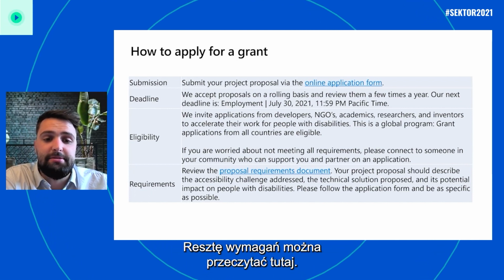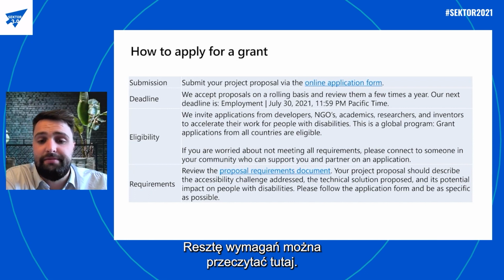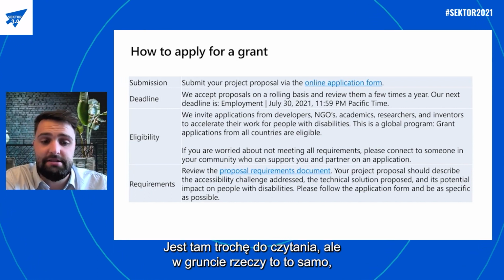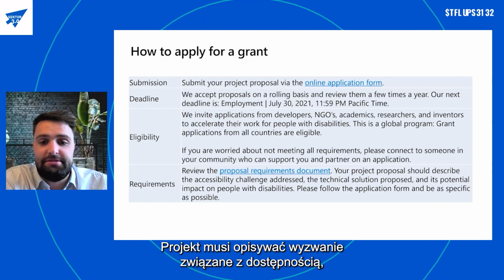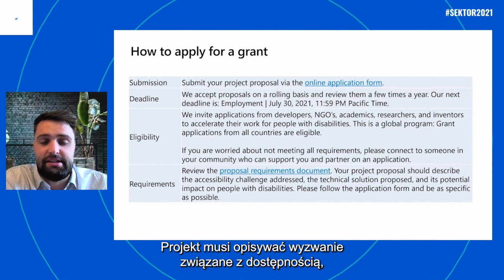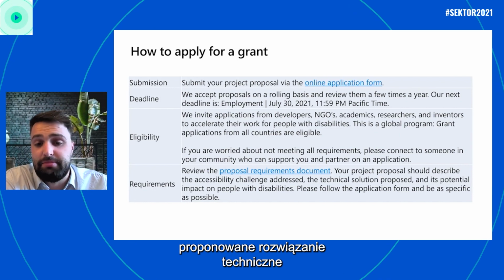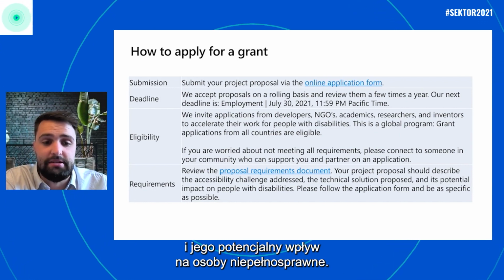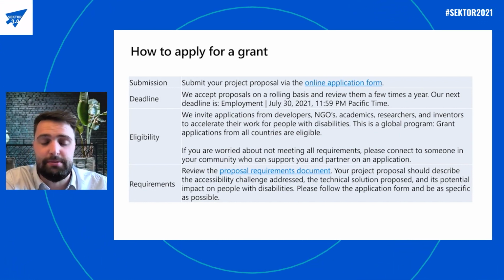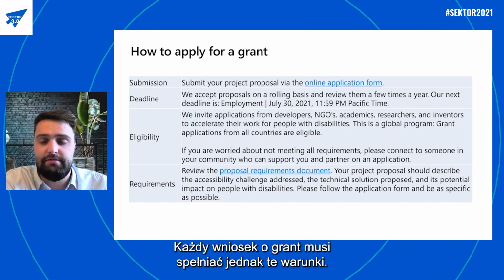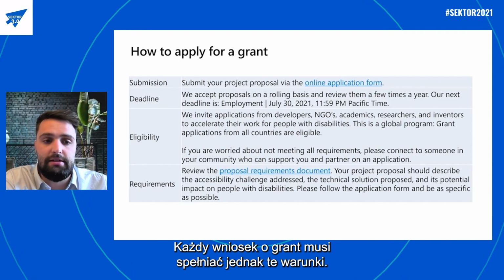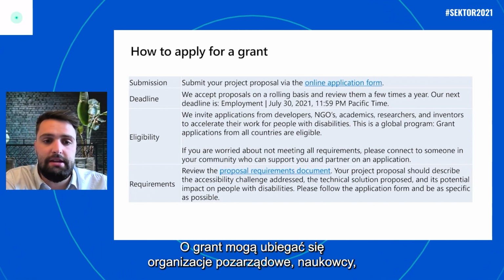And then you can read the rest here, requirements. That is something that you need to go through, but it matches pretty much what I just talked about. It has to describe the accessibility challenge addressed, the technical solution proposed, and its potential impact on people with disabilities. So this is what we've just been through, but these are super important boxes to tick if applying for a grant.